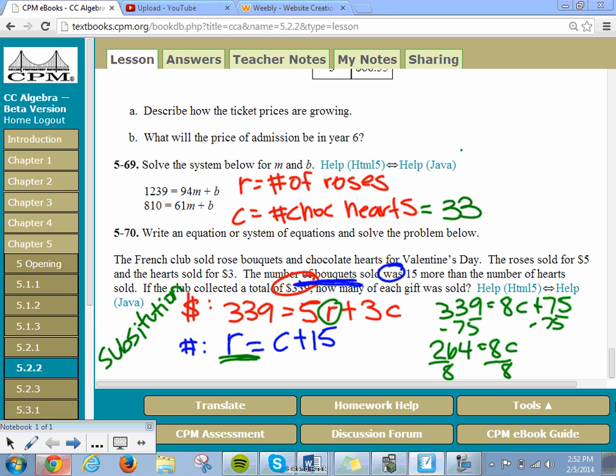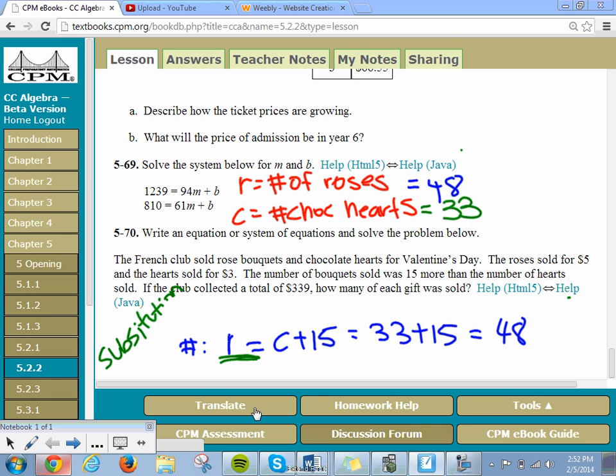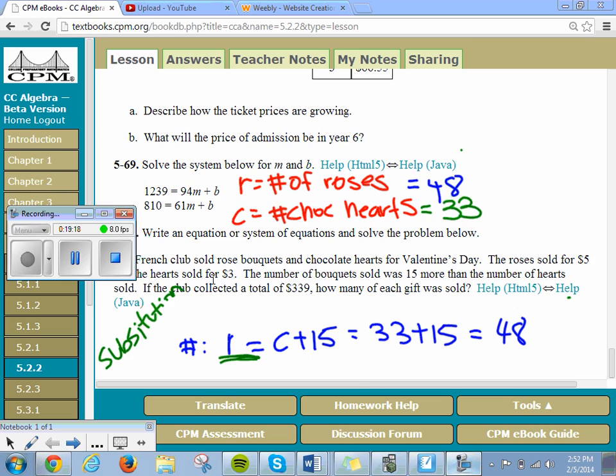I know that my number of chocolate hearts is 33. So we sold 33 total. And then I can plug that back in to one of my original equations. So I'm going to use the one where we solve for R. We said that R is equal to C plus 15. I know that C is equal to 33, so 33 plus 15 is equal to 48. So we sold 48 bouquets of roses. And that'll do it for your homework.